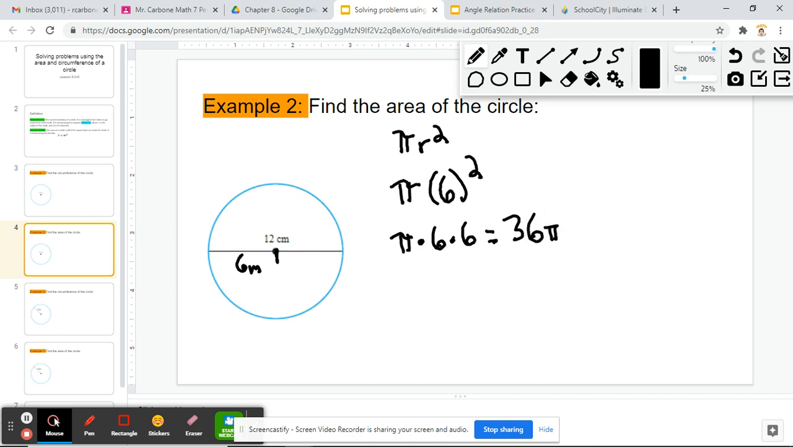Again, if you wanted to stop there, I would understand, unless the question asked you to go further. But if we multiply these together again, we would get 113.097, or I will round this to 113.10. And this would be centimeters, and this time centimeters squared, because we are finding the area inside here as opposed to the circumference around.